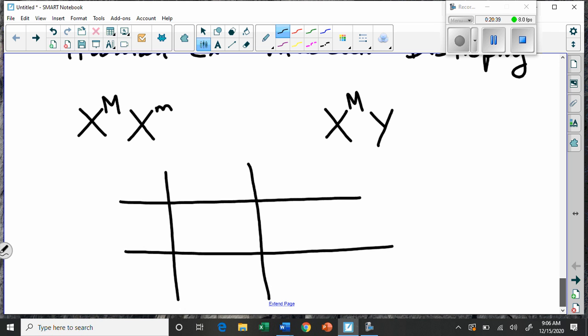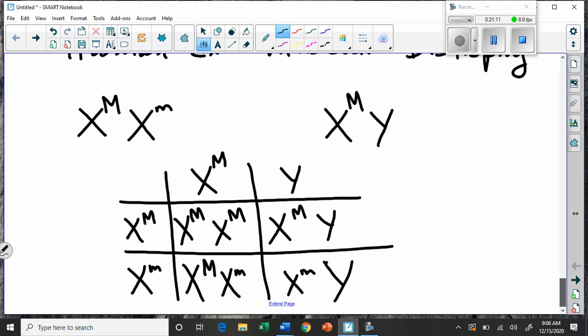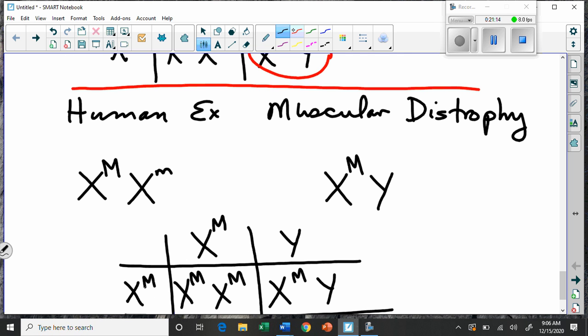The female can produce the normal allele, but she can also have this gamete, right? Small m, whereas the male has only the large M and the Y. And so we get the same sort of situation that we saw above with the eyes. We would see that out of the possible combinations, there is a 1 out of 4 chance. There's a 1 out of 4 chance right here. That's supposed to be a small m.